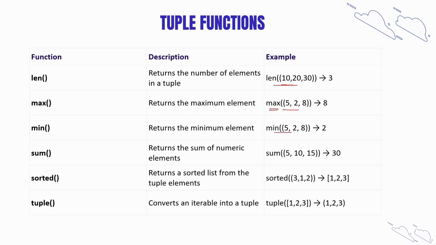Here is the min function. If we have a tuple and we want to get the minimum value, we use this min function and we get the value 2. Then we have sum of 5, 10, 15. We calculate the sum of these values and we get 30. Then we have sorted of 3, 1, 2. It will sort it and give us the result 1, 2, 3. Then we have tuple, and inside that we have this list 1, 2, 3. Using tuple, it converts this list into a tuple. So we get a tuple as the answer.